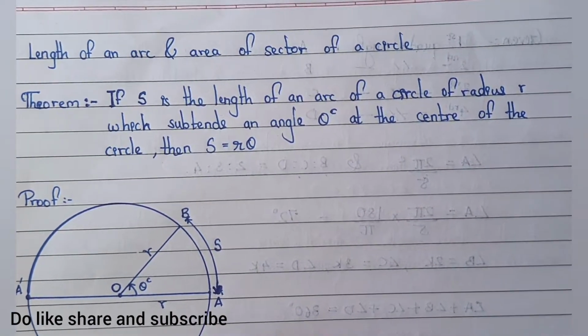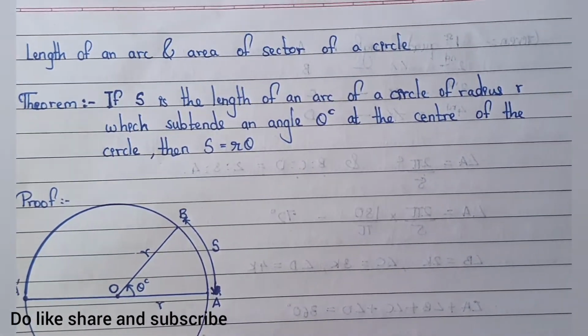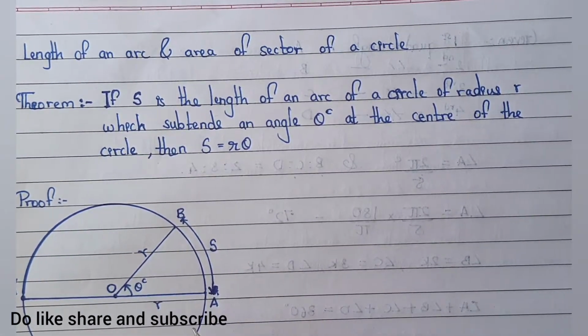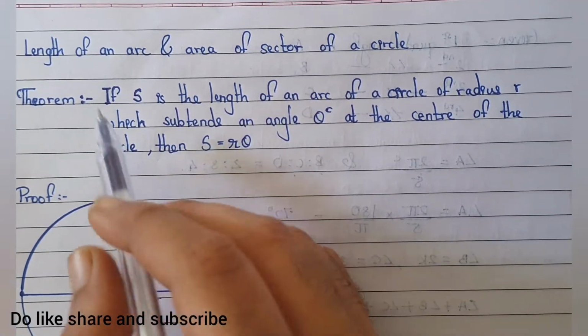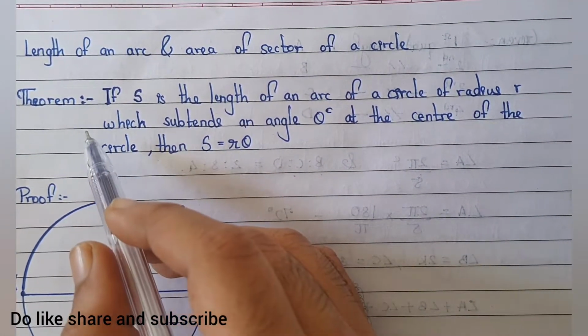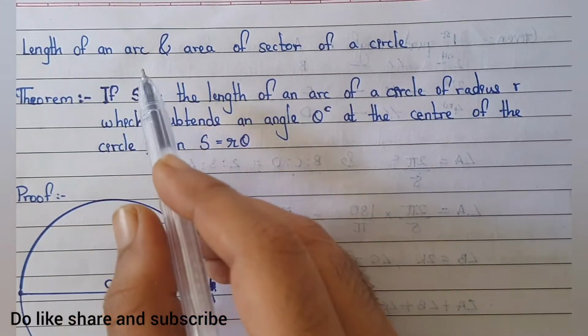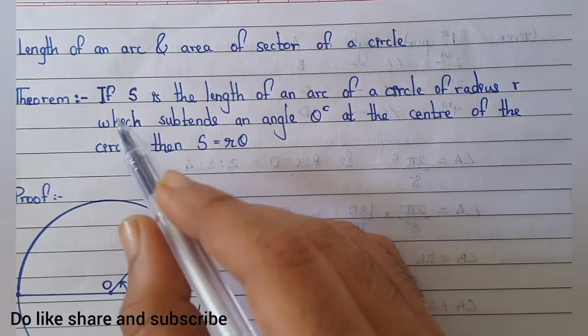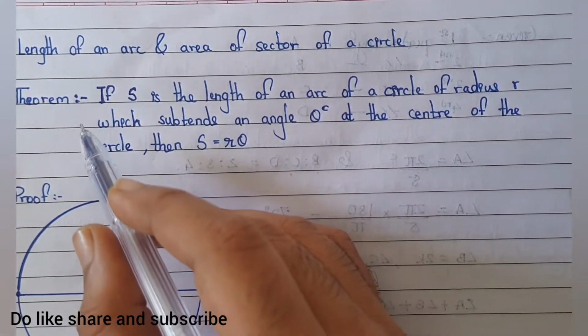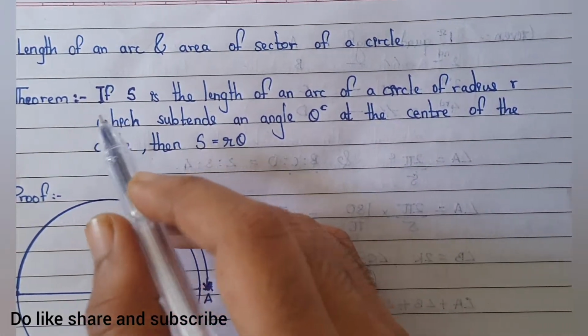I am here with another video lecture related to angle and its measurement. Here we are going to see the two theorems related to angle and its measurement. First is length of arc and second one is area of the sector of the circle. Now we are going to start with length of an arc.